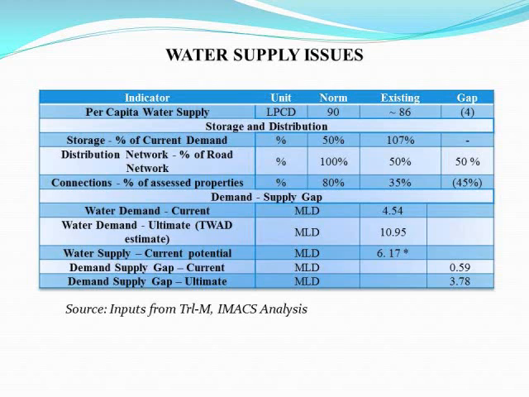Water supply issues. This is a source input collected from the IMACS analysis, in which the norm is 90 but the existing is only 86 per capita water supply. The storage percentage of current demand is 50%, but the existing is 107%, which is sufficient. The distribution network as per norms is 100%, but the existing is 50%, so the gap is 50%. Connections of assisted properties norm is 80%, but the existing is 35%, and the gap is 45%.